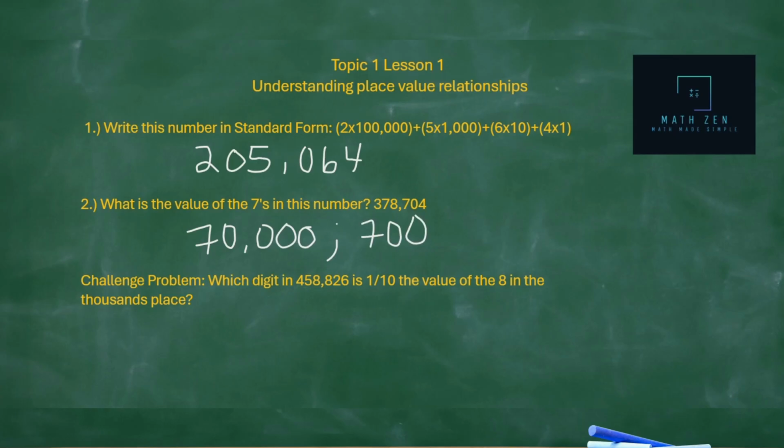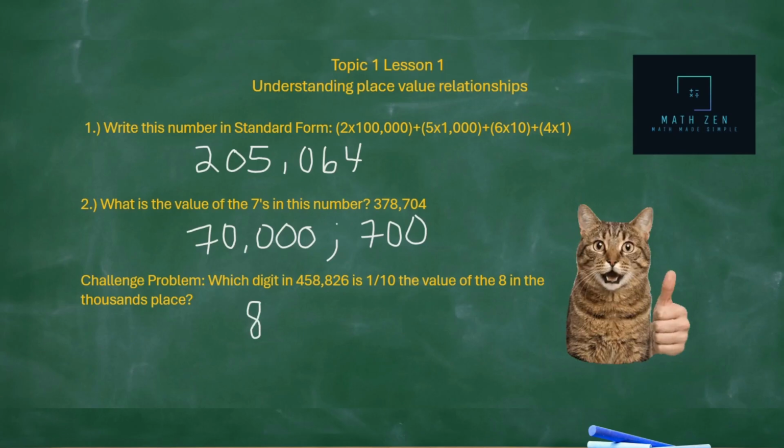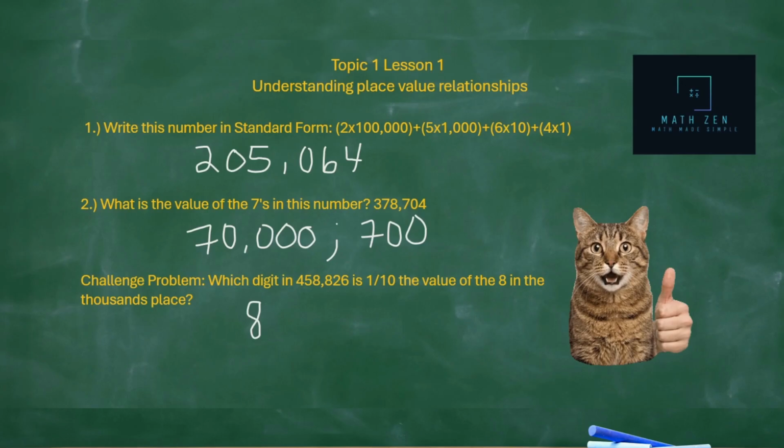And for the final one, it says which digit in 458,826 is 1/10 of the value of the 8 in the thousands place. So we would literally look to the digit to the right of the 8 that's in the thousands place, and that digit is an 8. So if you got those 3 correct, give yourself a pat on the back. Good job.